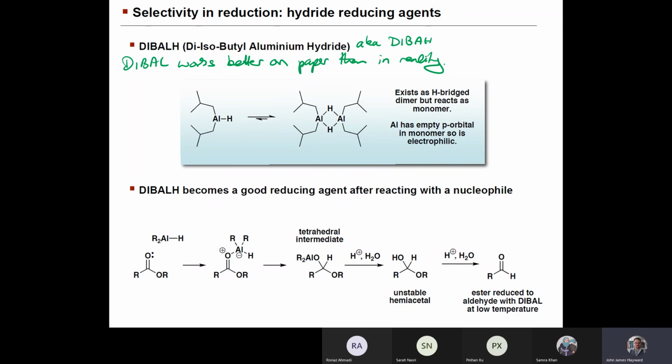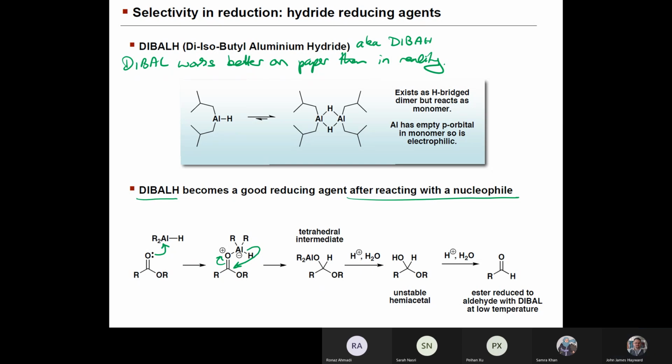So, dibal, key thing here is it becomes a good reducing agent after reacting with a nucleophile. So if you're trying to reduce an ester, for example, the first step in the reaction is not attack of the hydride, but in actual fact, attack of the ester onto the aluminium. That generates a zwitterion. In actual fact, it's an ylide, which can then deliver the hydride intramolecularly.